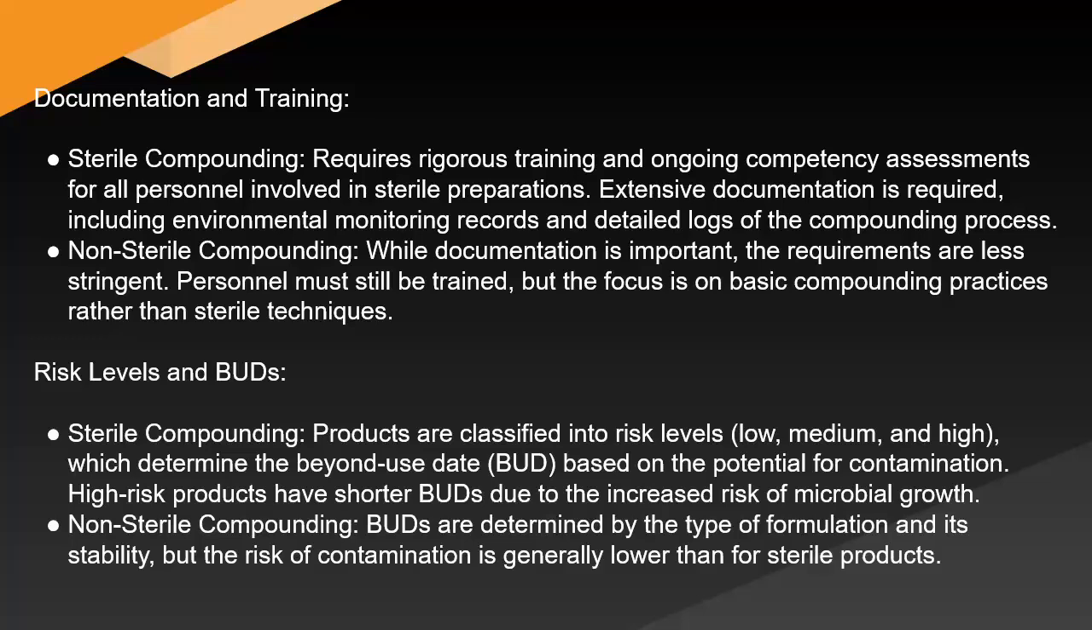Risk levels and BUDs. Sterile compounding: products are classified into risk levels, low, medium, and high, which determine the beyond use date, BUD, based on the potential for contamination. High-risk products have shorter BUDs due to the increased risk of microbial growth. Non-sterile compounding: BUDs are determined by the type of formulation and its stability, but the risk of contamination is generally lower than for sterile products.